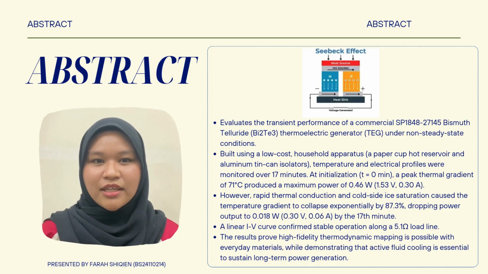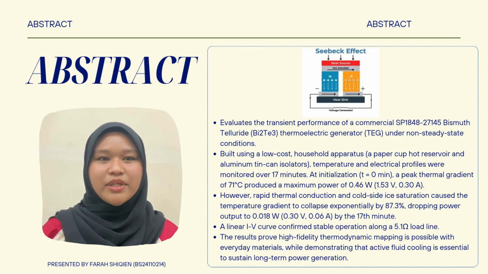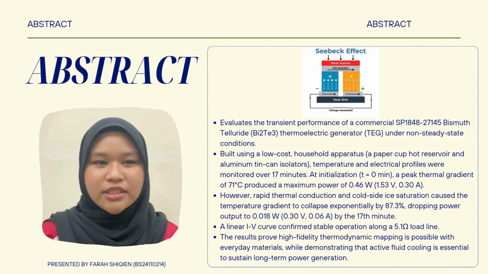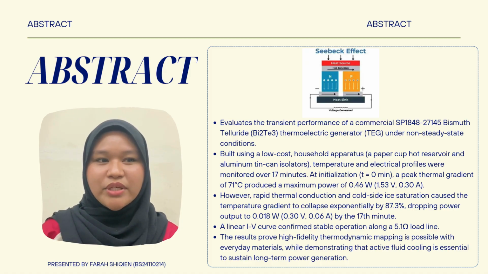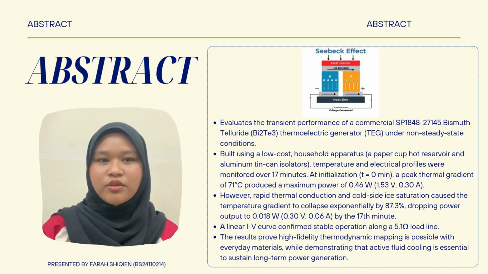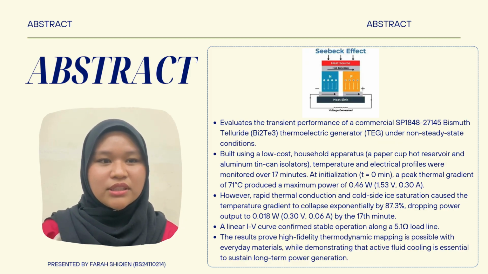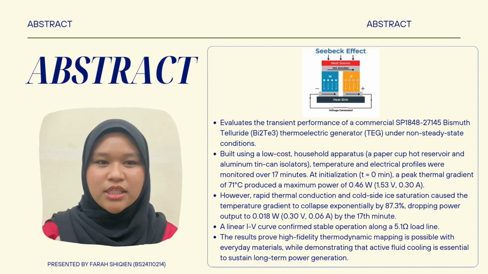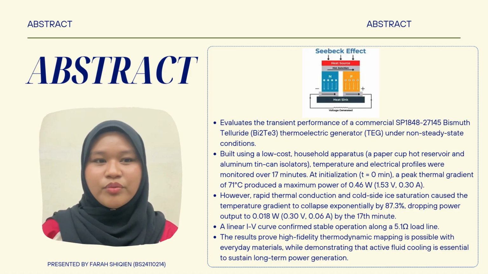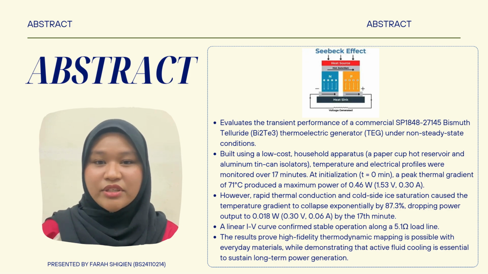17 minutes. At initialization, which is t equals 0 minutes, a peak thermal gradient of 71 degrees Celsius produced a maximum power of 0.46 watts, which is at 1.53 volts, 0.3 amperes. However, rapid thermal conduction and cold side ice saturation caused the temperature gradient to collapse exponentially by 87.3%, dropping power output to 0.018 watts by the 70 minutes.